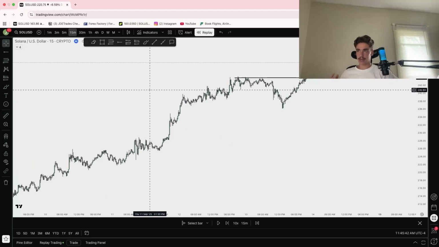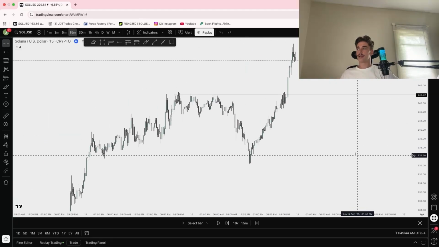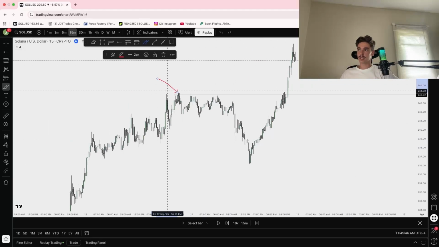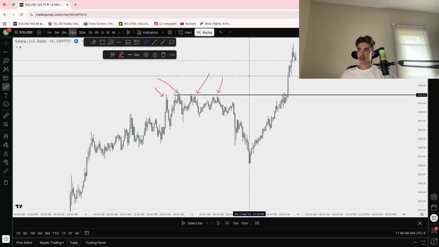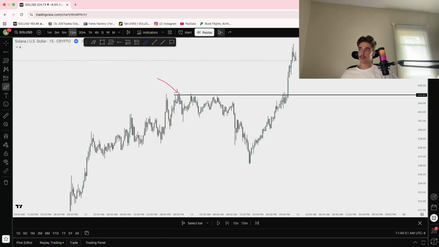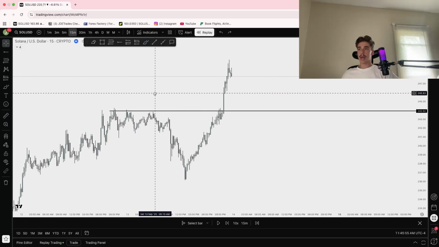So we're going to scale back down to the 15-minute. We've identified our equal highs here, here, here, here, and here that are all resting above price. This is our buy side liquidity at these swing highs. What happens?